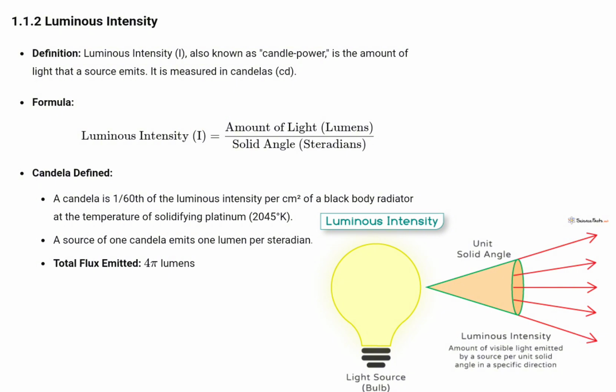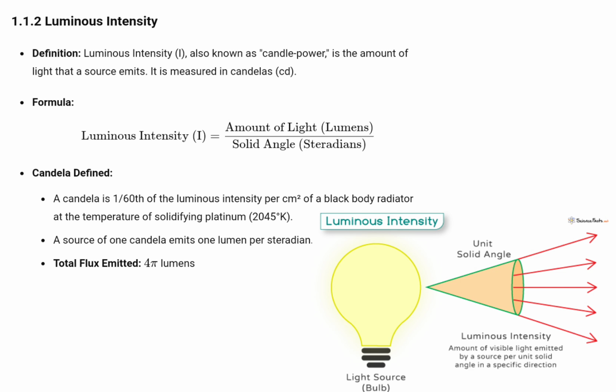Luminous intensity I is equal to the amount of light, lumens, over the solid angle, steradians. This formula shows that luminous intensity is the amount of light in lumens divided by the solid angle in steradians. Lumens measure the total light output, whilst the steradian measures the spread of that light.